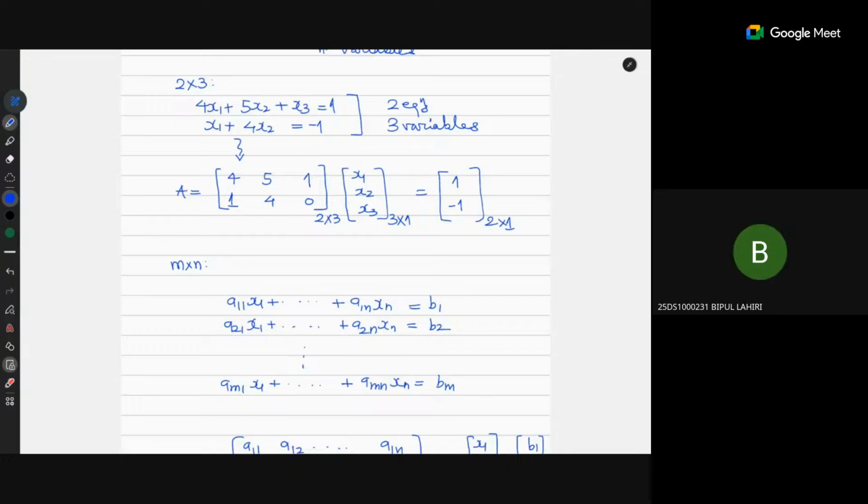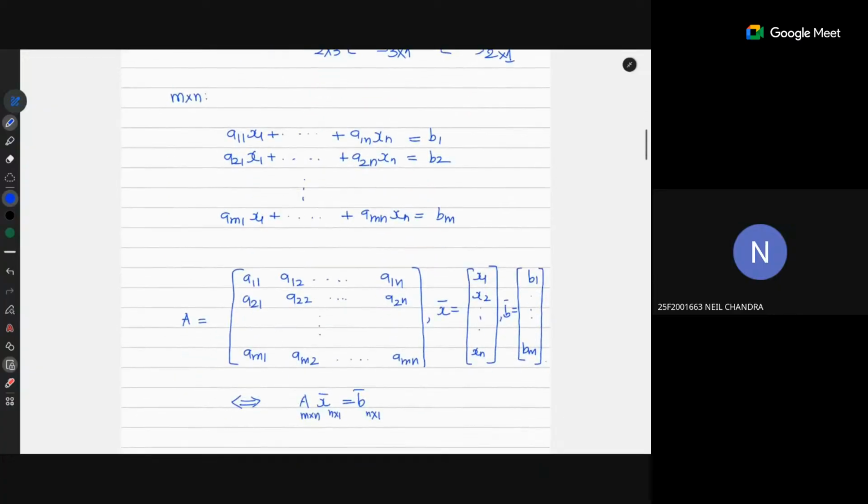Sir, can we also use this method for a square matrix as well? That is REF, RREF? Yes. Sir, in the final line, we have written b n cross 1, but that should be, I think, b m cross 1, because our matrices are m cross 1. Yeah, m cross 1.